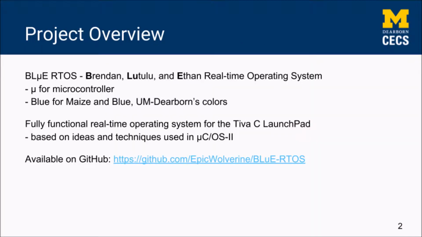Project overview: we designed something we call the BLuE RTOS. B for Brendan, L micro symbol for Lutulu, and E for Ethan. It's a homebrew real-time operating system that we did for the class. It's a fully functional operating system similar to Micro COS2. It was used as a really good reference point for everything we did.